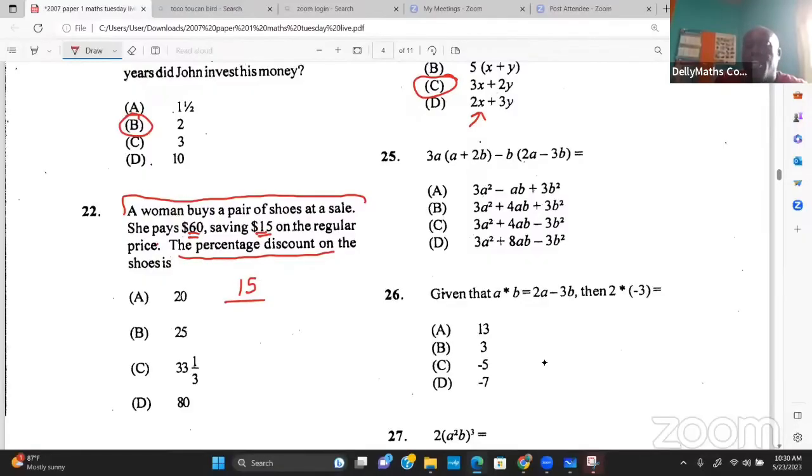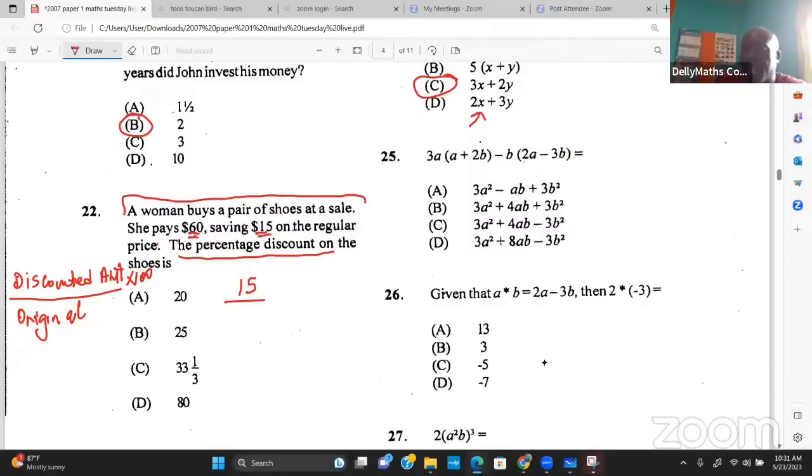But here's the trick. You have to understand the original price. If you want to work out the discount, it's your discounted amount over your original price, your mark price, multiplied by 100. This is how you would have found that. We know she saved $15, which means this is the discount. You can't put it over 60 right now. If you put it over 60, you're going to be in trouble, because 60 is not the original price.